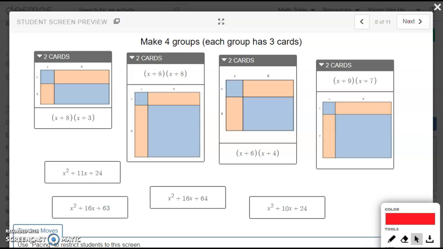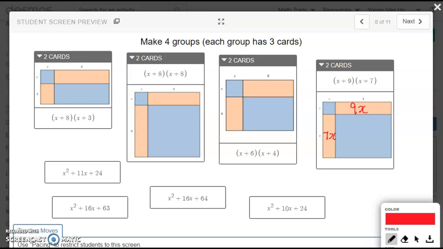Alright, so now we need to do the more challenging part. They all have the x times x, so we're always going to have x squared. But we are going to have different values here. Here we are multiplying 9 and 7. So 9 times x is 9x, so I can write it here as 9x. And this is 7, so 7 times x is 7x. So I want the middle term to be 9x plus 7x, which is going to be 16x.